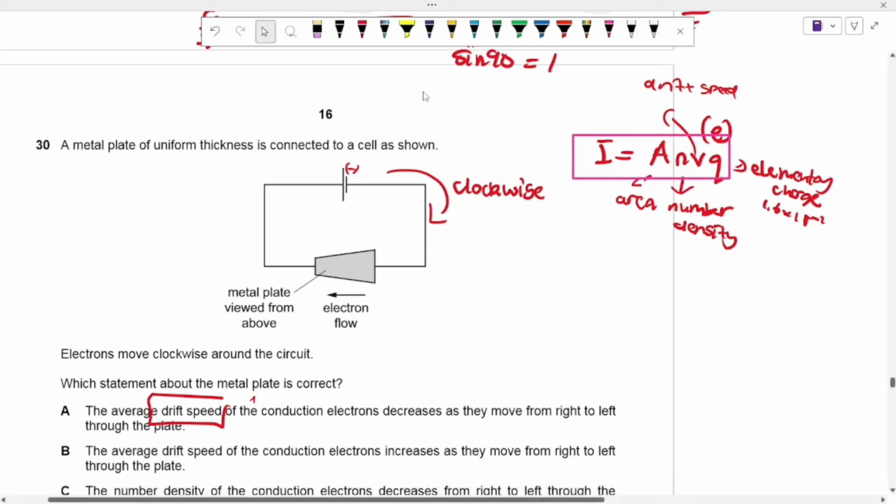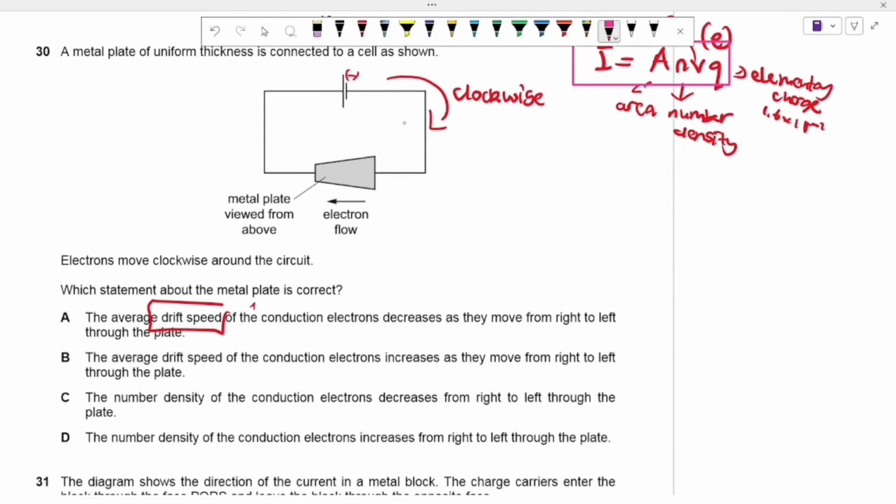So if I look at this, the average drift velocity of the conduction electrons decreases as they move from left to right, right? If I look at this, n is going to be constant. I is constant because everything here is in series, so I is basically just going to be constant.